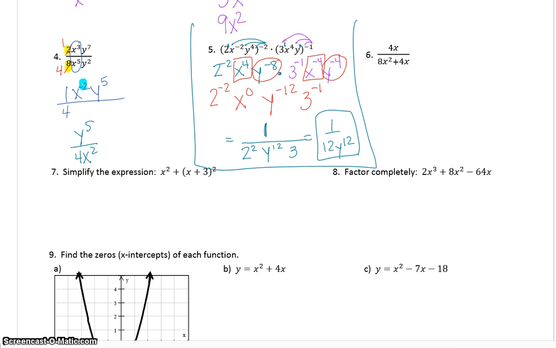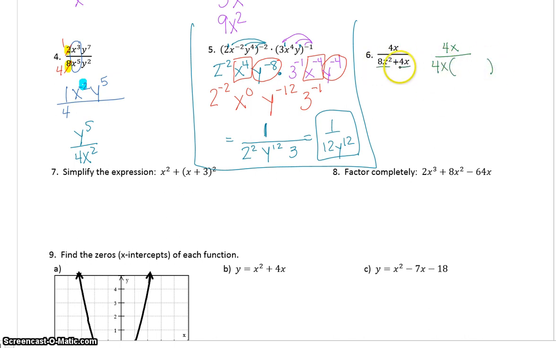Number 6. This one looks a little bit different, and we're not necessarily going to use exponent rules, but what we're going to use is factoring. On the top, there's nothing I can do there, but on the bottom, something should jump out at you. We have an 8 and we have a 4, and if we want to pull out a greatest common factor, we can pull out a 4 here, but we can also pull out an x, because there are two x's here and one x here. So let's pull out an x.